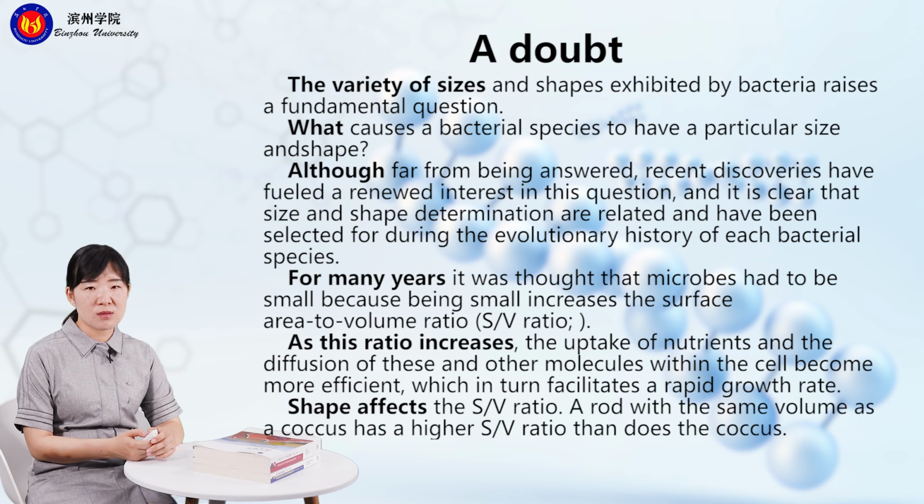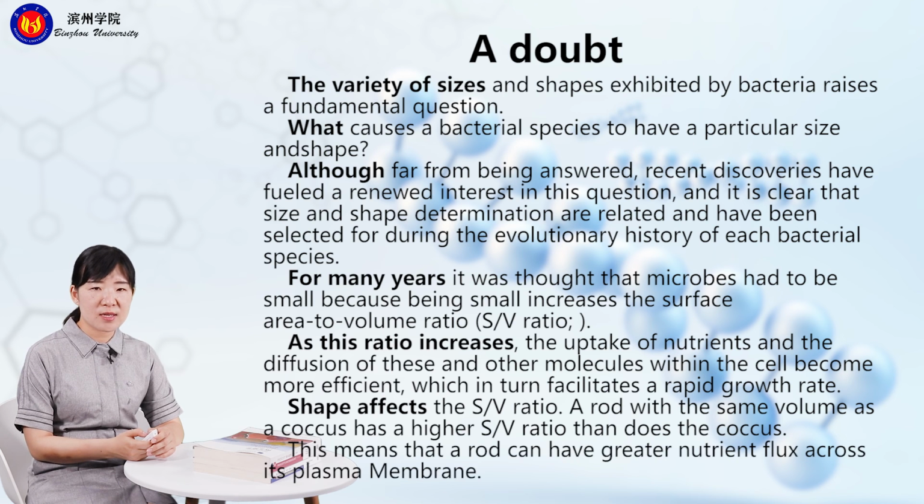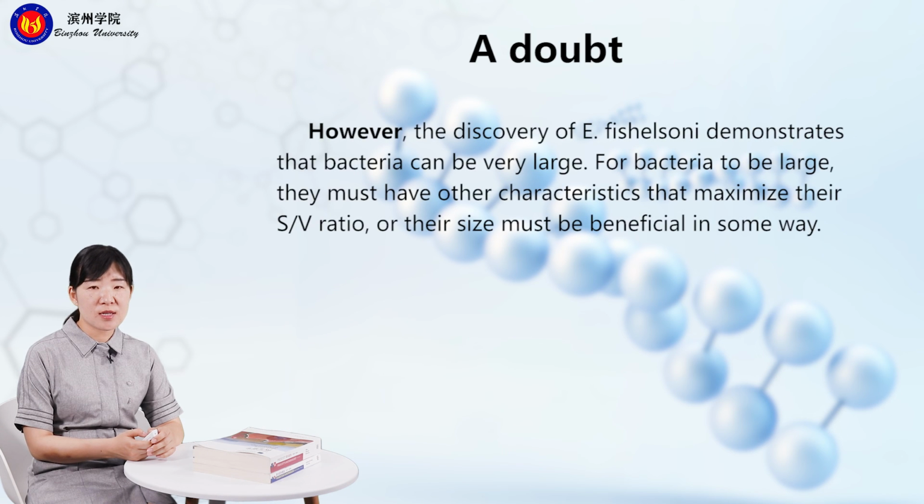Shape affects the surface area to volume ratio. A rod with the same volume as a coccus has a higher surface area to volume ratio than does the coccus. This means that a rod can have greater nutrient flux across its plasma membrane. However, the discovery of Epulopiscium fishelsoni demonstrates that bacteria can be very large.